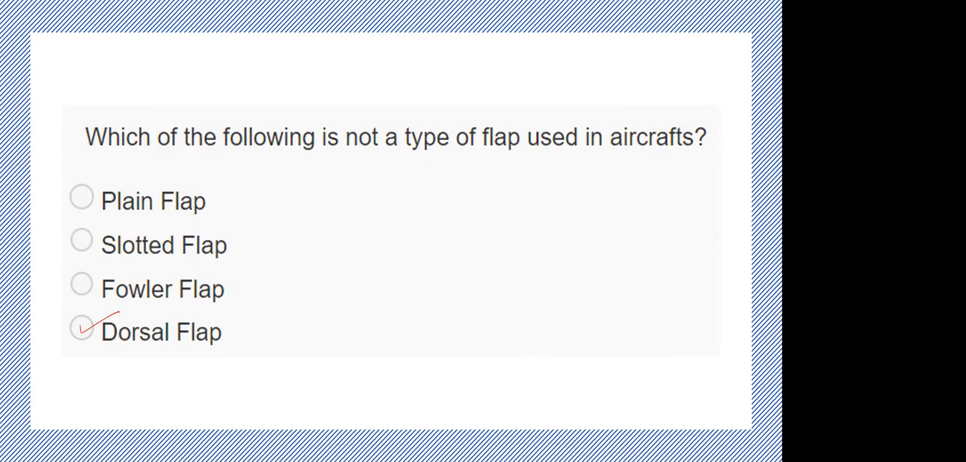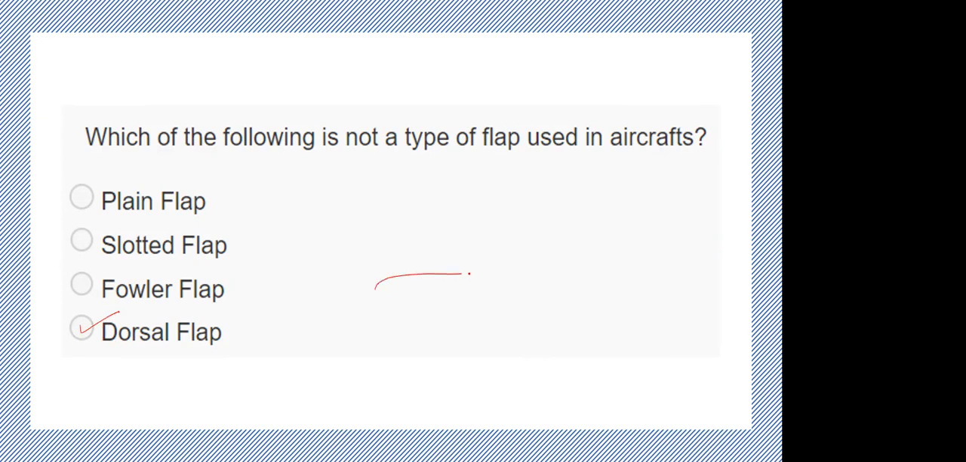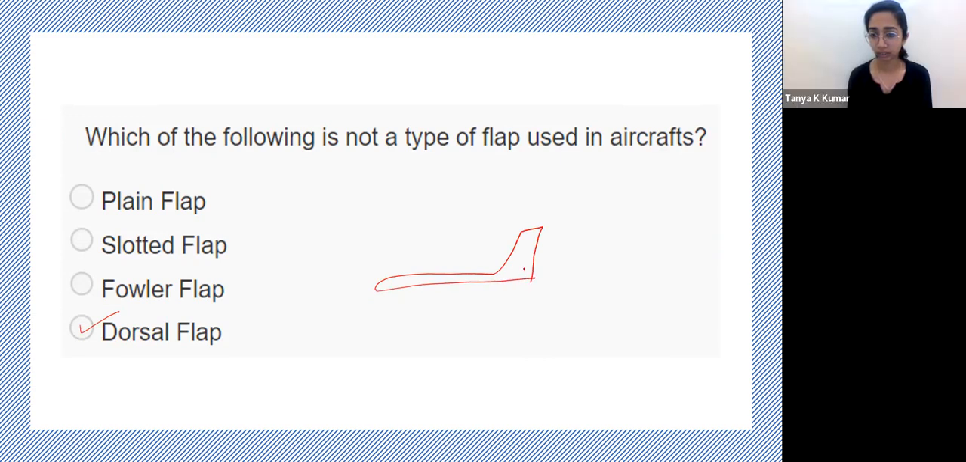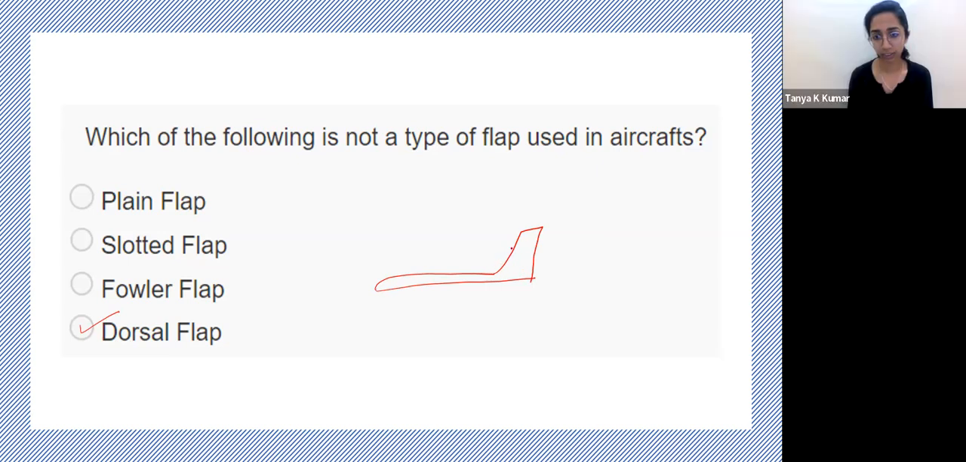Yes. And what was its purpose? To increase the stalling angle of the vertical fin. Yes. So this was your traditional vertical tail, and then you had a dorsal fin here. So it increased the range of operationality of the vertical stabilizer, the vertical tail.